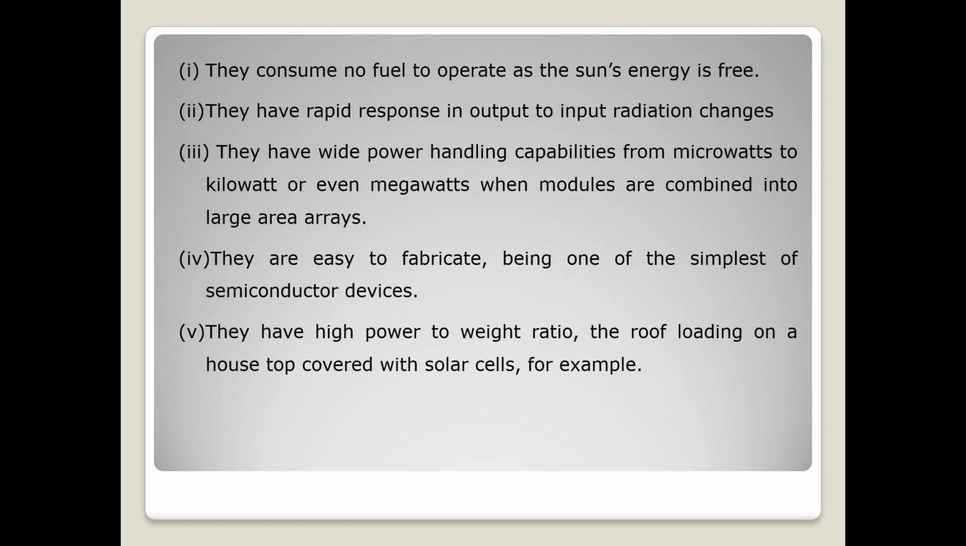Then they are easy to fabricate. Easy to fabricate means we can easily design these semiconductor devices. Then they have a high power to weight ratio. For example, the roof loading on a house top covered with solar cells. In some houses, the roofs have solar cell arrays. The weight of those solar cell arrays is very little compared to the power that we extract. So it is said that they have a high power to weight ratio.